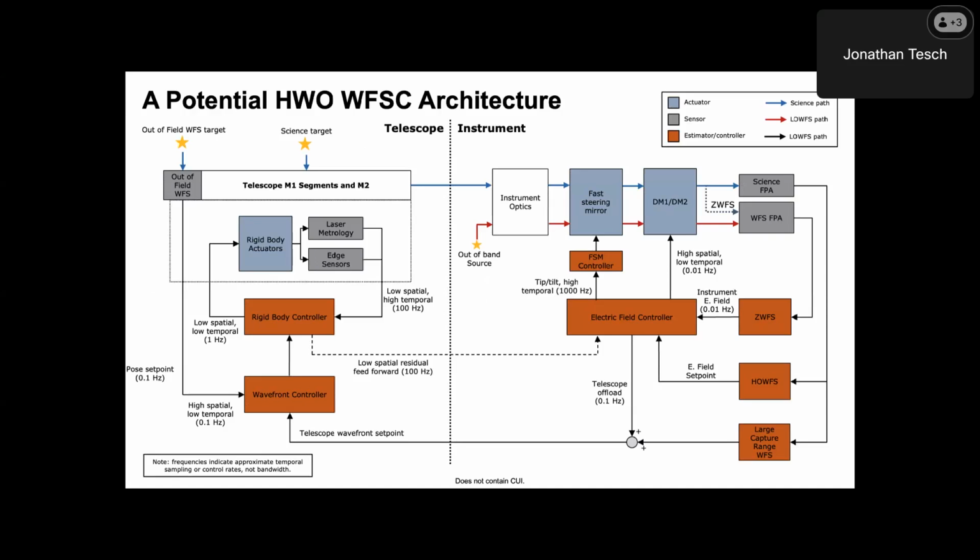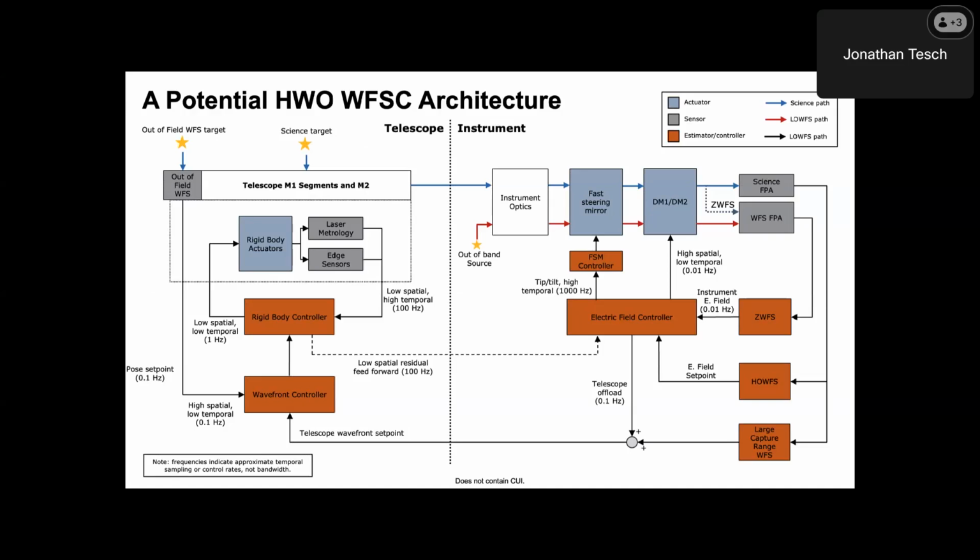The alignment that system maintains would be set by a wavefront control element that provides an absolute reference for that control system, fed either from out-of-field wavefront sensing targets, or perhaps from the instrument itself. The coronagraph could offload some form of wavefront control, wavefront offsets, to the telescope at a lower rate.